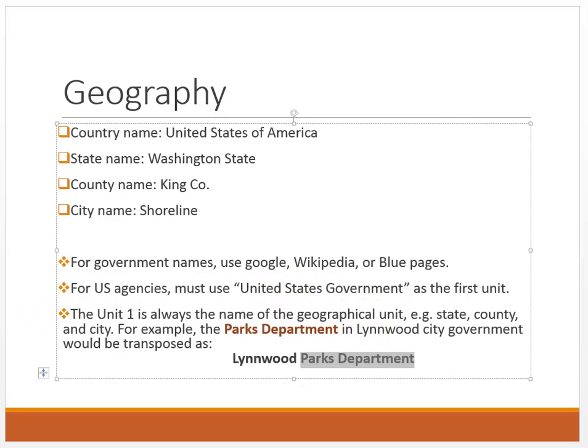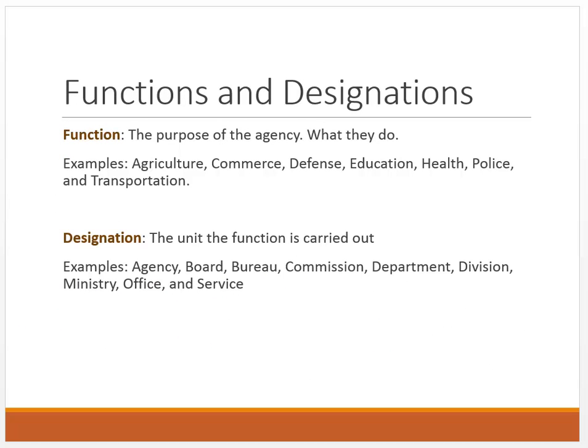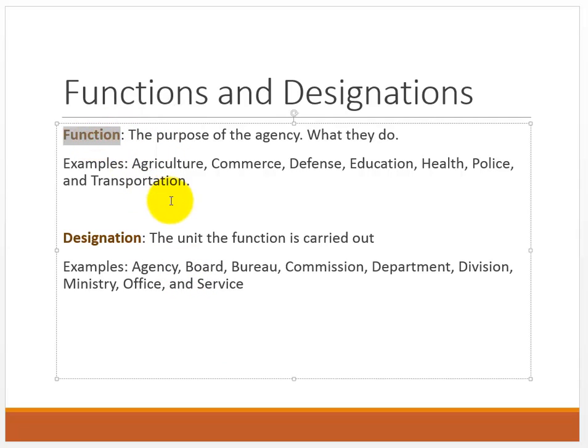Okay, so that's geographical. And let's talk a little bit more about functions and designation. These are very, very simple. Whenever you have a function, how you determine it is basically: what is the purpose of that agency and what do they do? Do they do something about growing food? Well, that's agriculture. And do they talk about buying, selling, retail, wholesale, that sort of company? That's commerce. So Department of Commerce, the function is commerce, selling, buying, and so on.